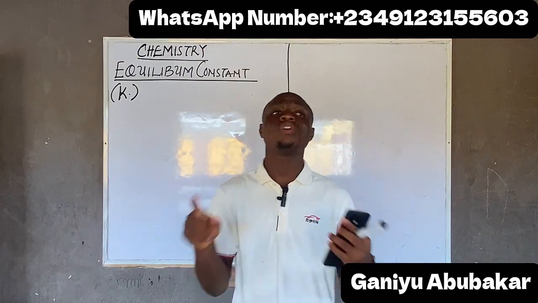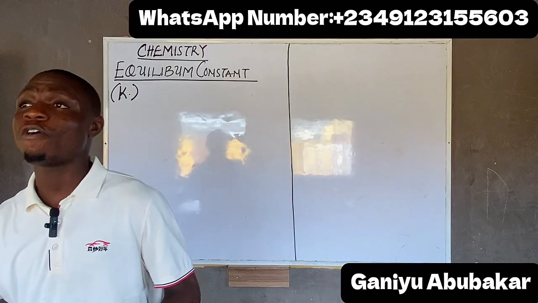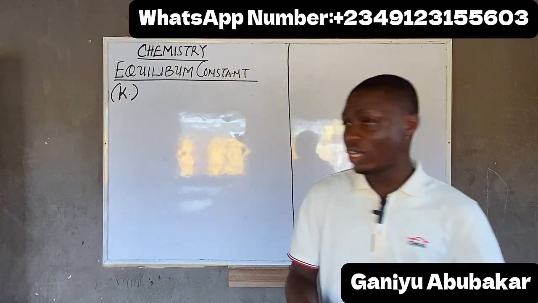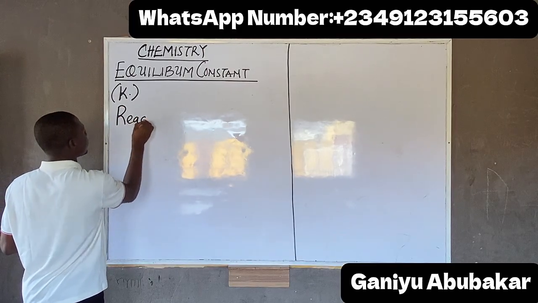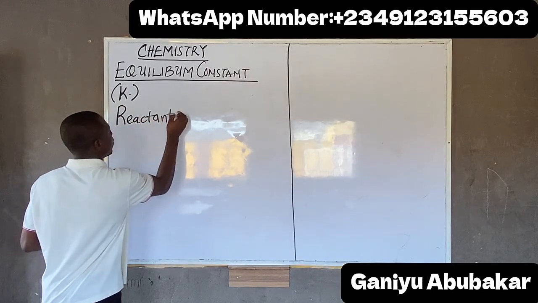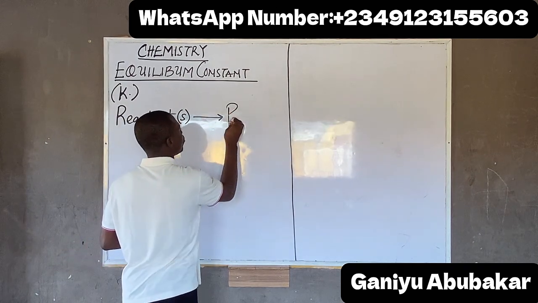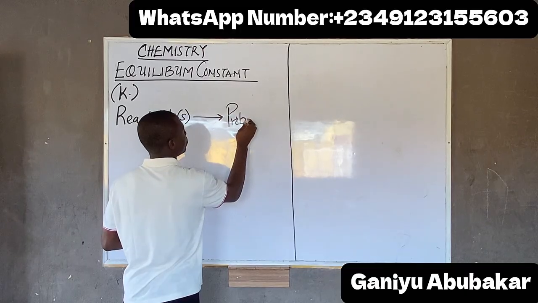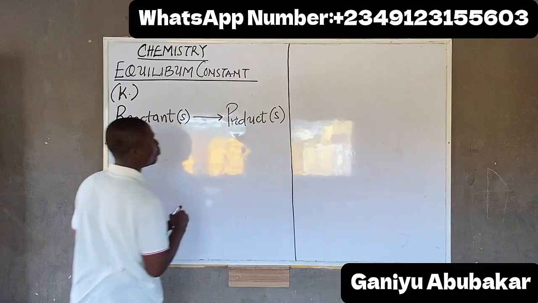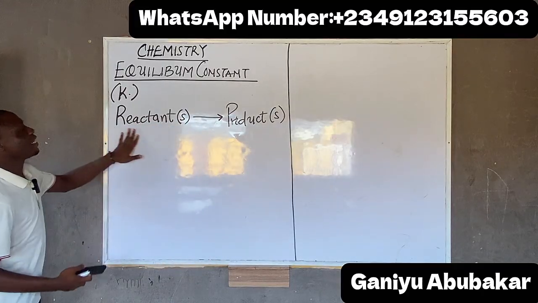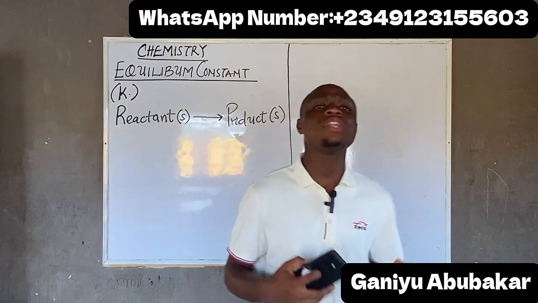We know that for a chemical equation, you have only two parts. You have the reactant side and of course the product side. So let's say I have reactants undergoing a chemical reaction to give you product or several products. In a case like this, where I have my reactants and my product side, how do I find my equilibrium constant?